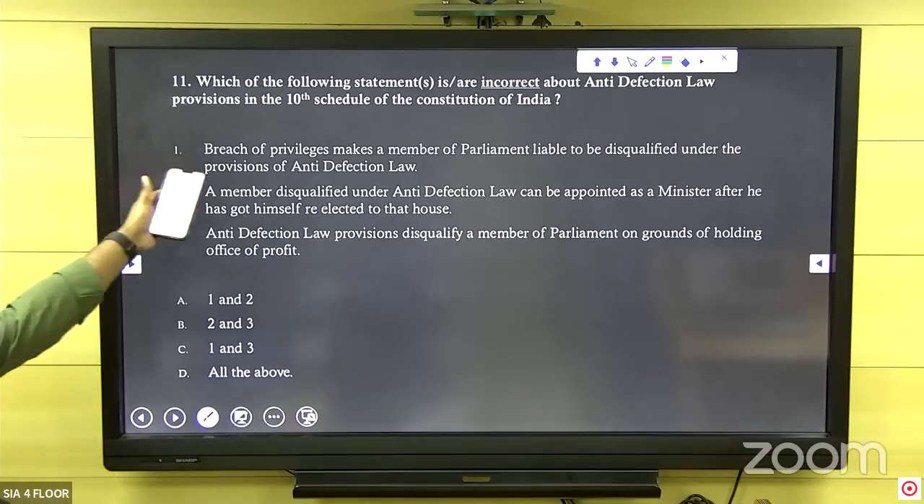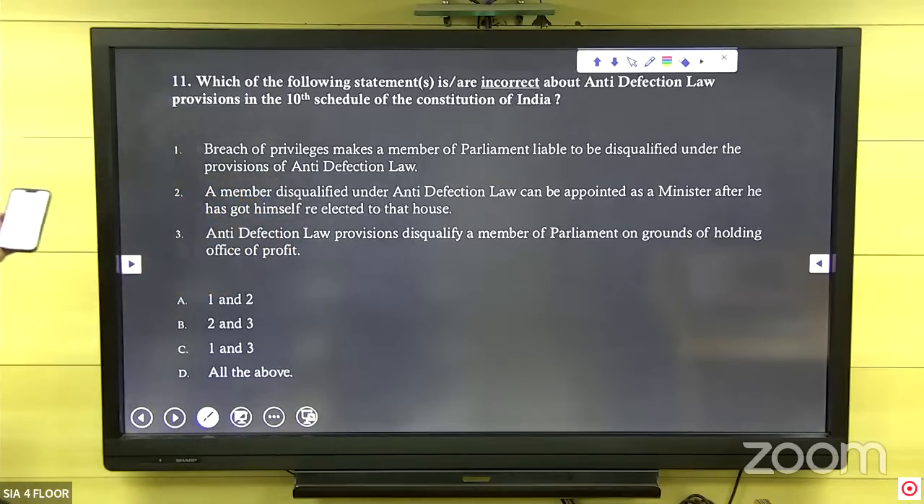The question is asking which of the following statements are incorrect about anti-defection law provisions in the 10th Schedule of the Constitution of India.